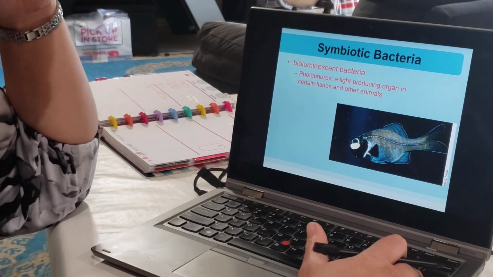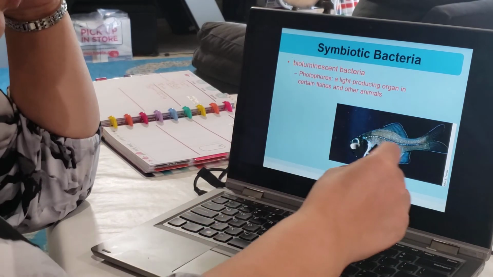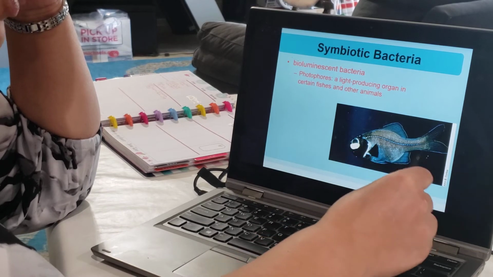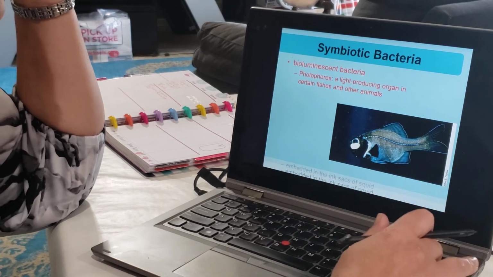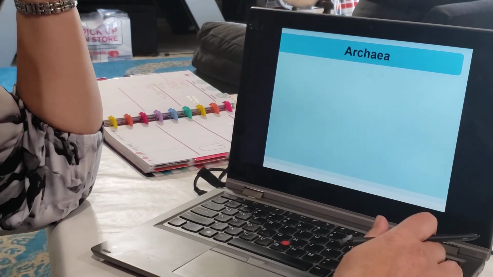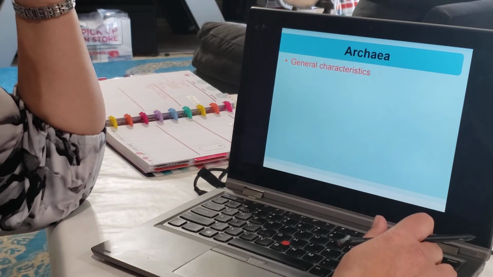You have bioluminescent bacteria, which have photophores, which is a light-producing organ in certain fish and other animals, found in the ink sac of squid.